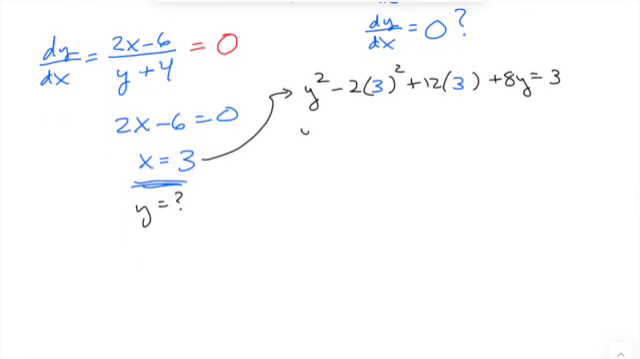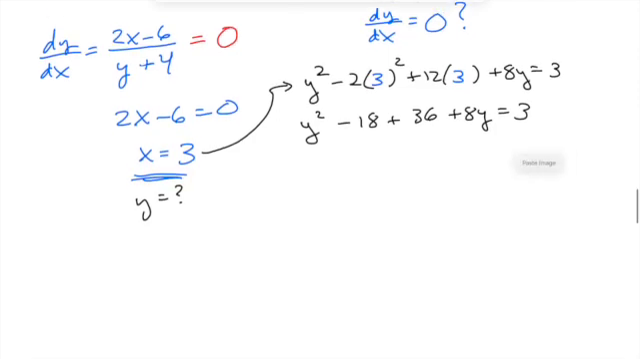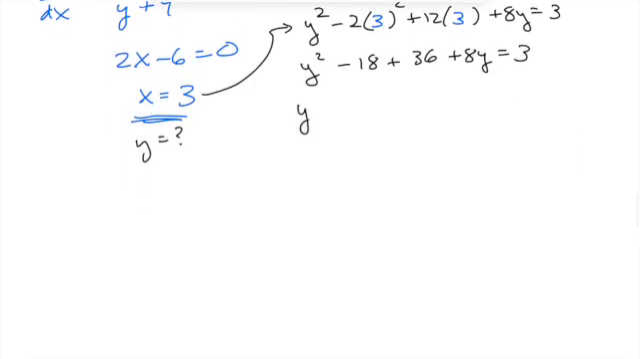So here we go. We've got some good old-fashioned algebra 1 here. So 3 squared is 9. 9 times 2, so that's minus 18, plus 12 times 3, that's 36, plus 8y equals 3. We've got ourselves a nice quadratic here. And let's bring everything to one side, and hopefully let's try to factor it. If not, quadratic formula. So let's group these terms. 8y, negative 18 and 36 is positive 18. When I subtract 3, that's going to be plus 15.